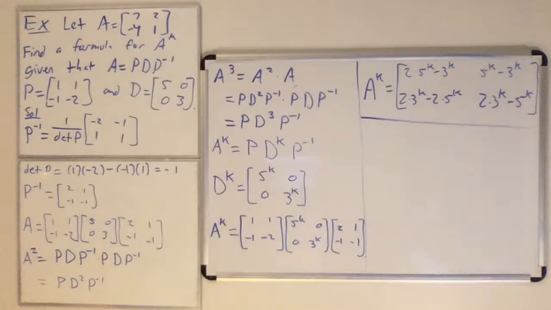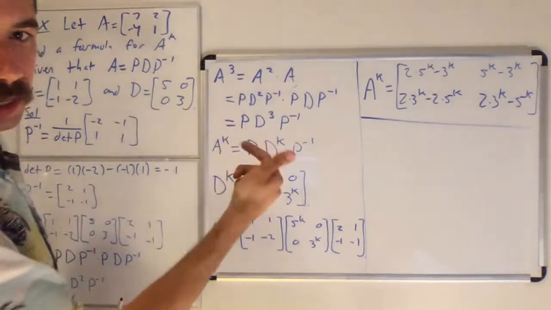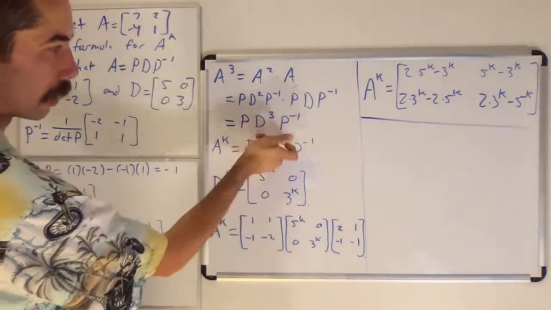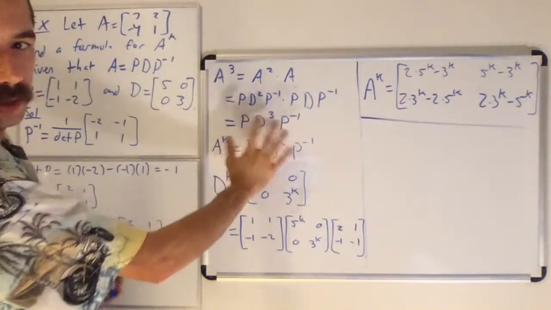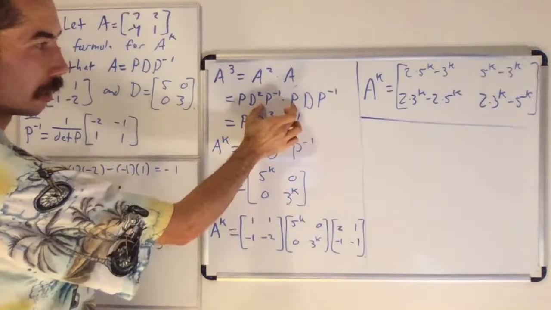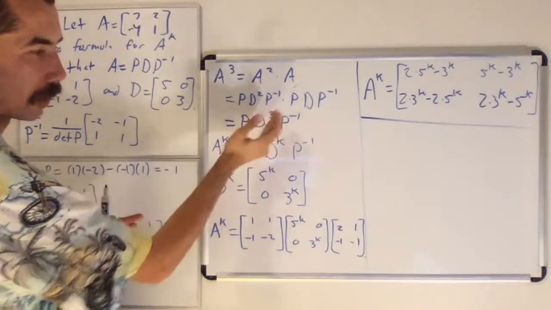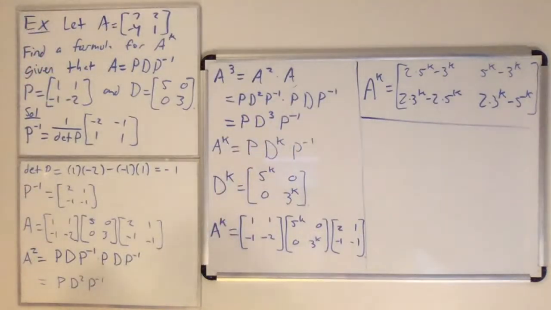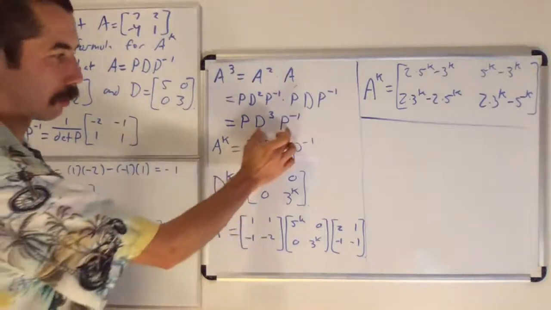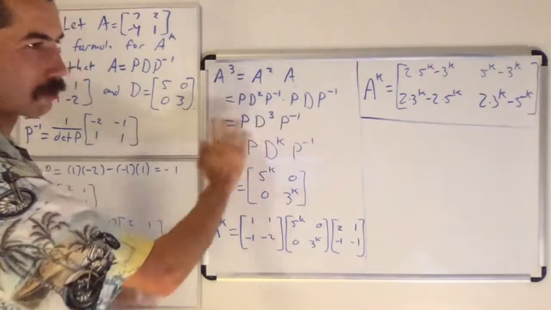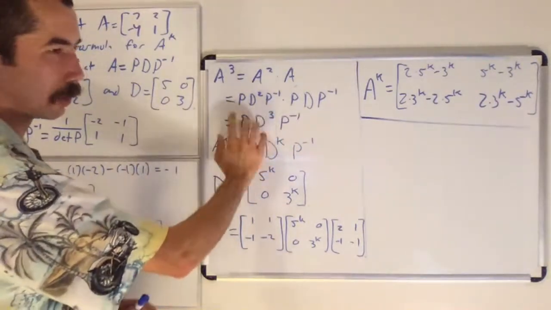Why would the first P and last P inverse not cancel out as well? Well, remember that multiplication of matrices doesn't commute. So we're not allowed to switch the order here. Since they're separated by this D to the third, they would have to be right next to each other in order to cancel out. Matrix multiplication isn't commutative, so we're not allowed to switch this order and then cancel them out like you would with normal numbers. If they're separated by a matrix in between, they don't cancel out.